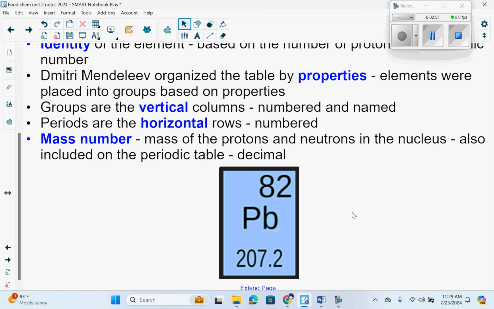It's the decimal number. So here if you look at lead, Pb is the symbol, 82 is the atomic number, that's the number of protons, also the number of electrons. And then here is the mass number, which is the protons plus the neutrons. And it's a decimal because this is really an average of the different isotopes of the elements, but that's more for just chemistry, not really for food chem, but that's why it's decimal.